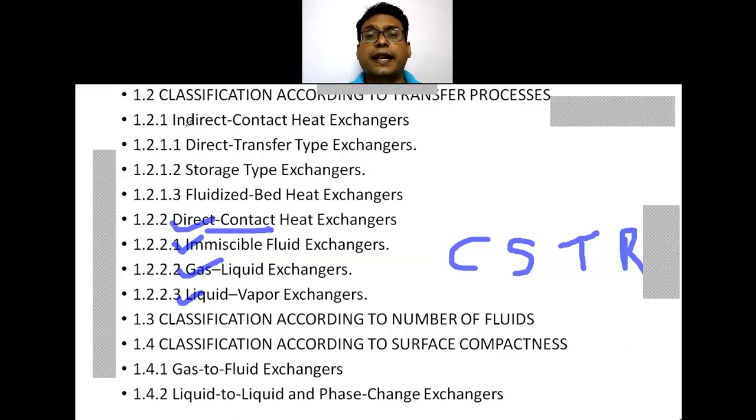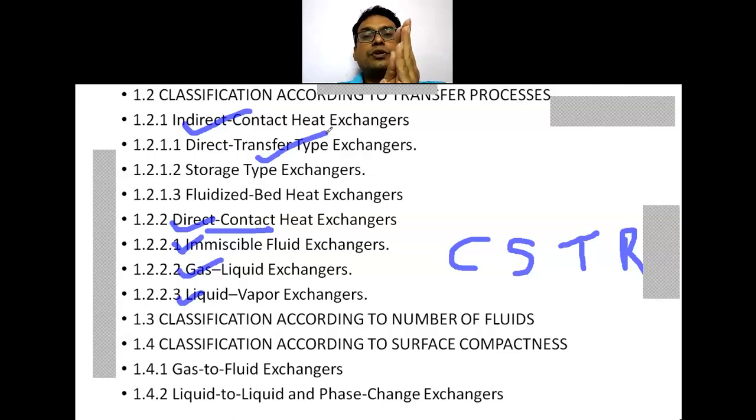Now indirect contact type heat exchangers are those where the fluids are separated by a certain solid surface. In that case, the direct transfer type heat exchanger means a continuous process is there.